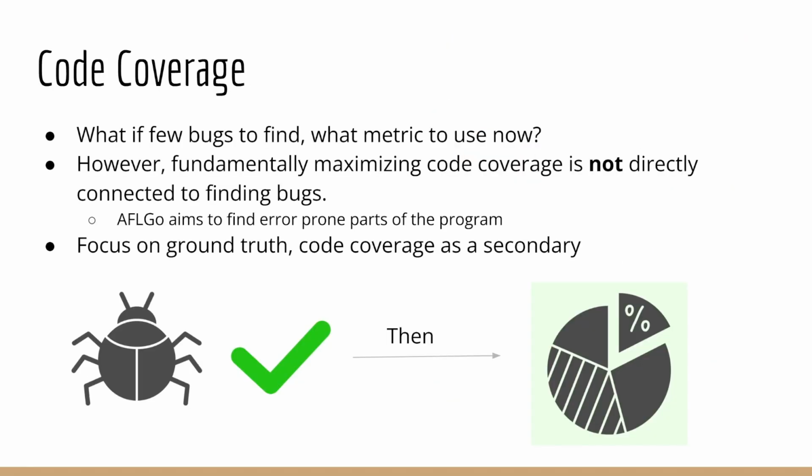Let's talk about code coverage. What if there are few bugs to find, right? You can't really count the number of crashes. There has to be some sort of metric to evaluate fuzzer performance then. This is what code coverage is. However, the paper emphasizes that you should focus on finding the ground truth, but it acknowledges code coverage is a nice secondary metric to evaluate performance with.